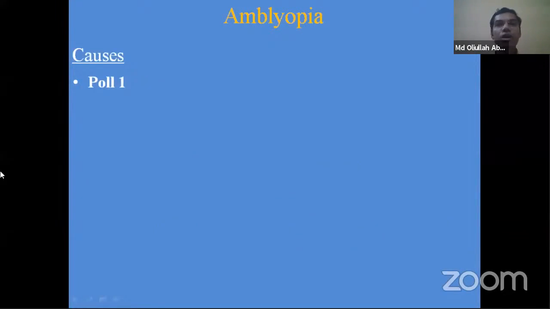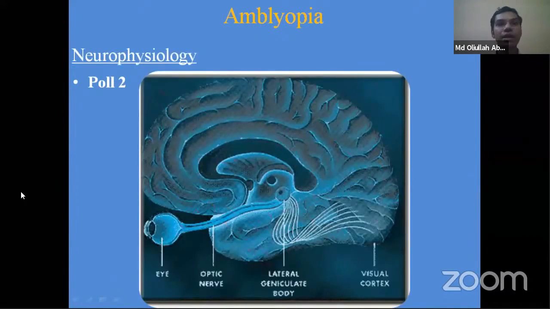So let us see how people feel, whether the commonest cause of amblyopia is congenital cataract, anisometropia, high isometropia, or strabismus onset. As I can see, more than 64% are voting for anisometropia, which is the commonest. Again, as we know, amblyopia is most commonly unilateral, and there are bilateral processes.